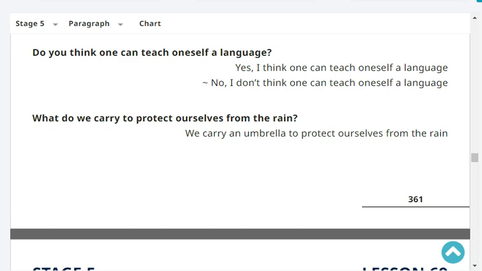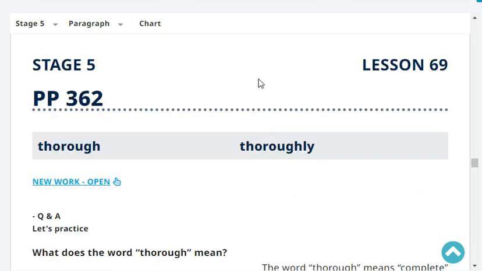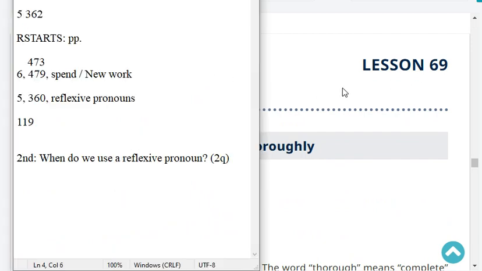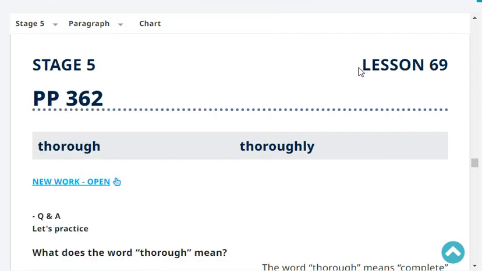Okay, thorough, sorrow. What does the word sorrow mean? The word sorrow means complete.